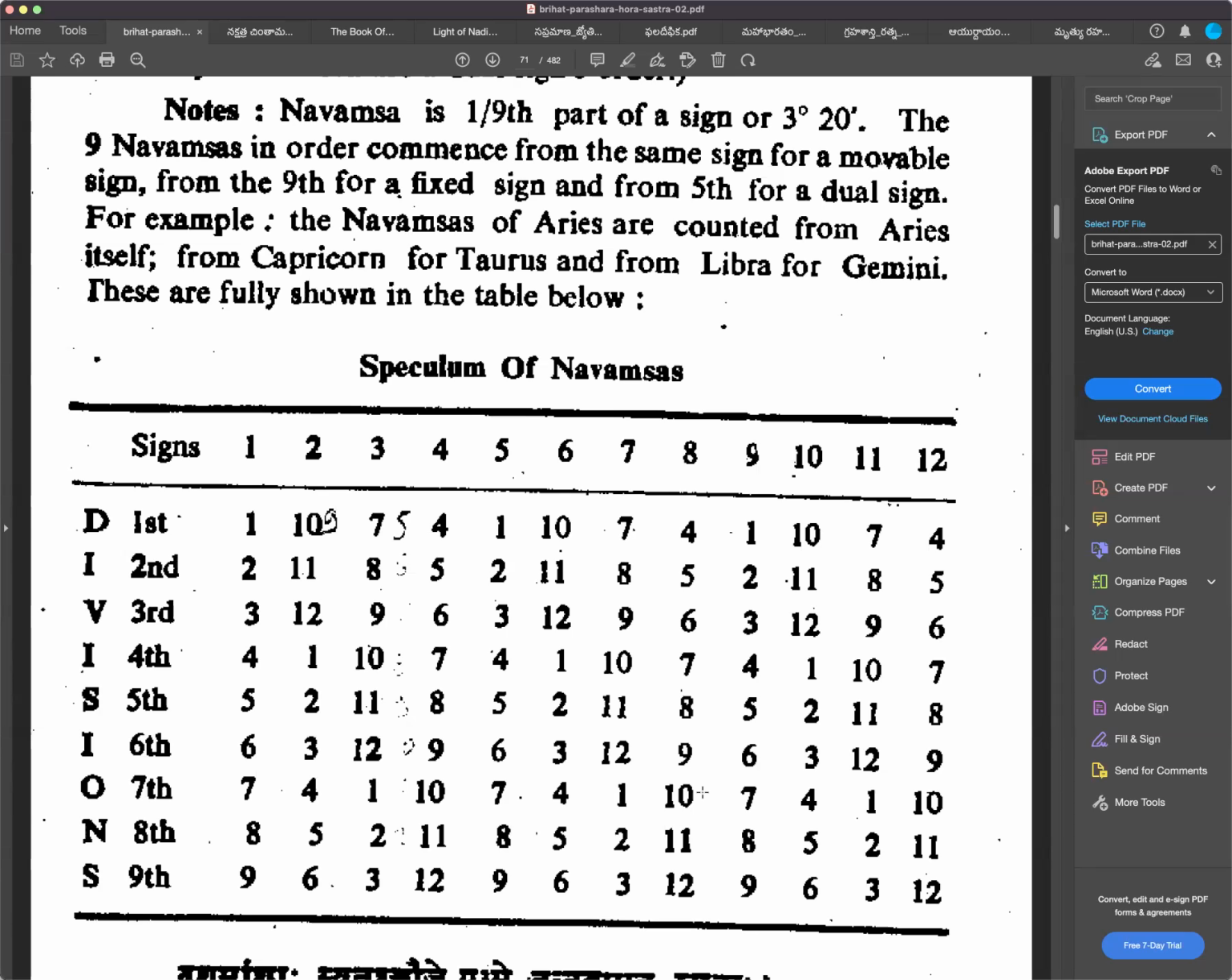The D9 chart is mental. So that's why he's giving the table. And the second thing is, this is a 1/9 part of any sign. So that's why it's 3 20 degrees. It is a 9th harmonic of the Rasi.